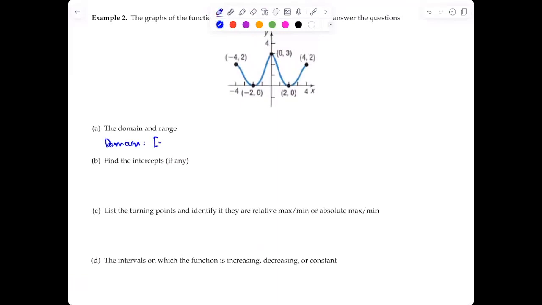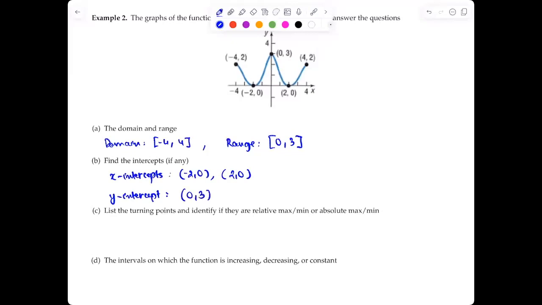So the domain is from negative 4 to 4, including 4 because you have a closed circle. Now, what is the range of the function? Zero to 3, including the 0 and 3. So for intercepts, there are two types, x-intercept and y-intercept. The x-intercepts are (negative 2, 0) and (2, 0), and the y-intercept is just (0, 3).